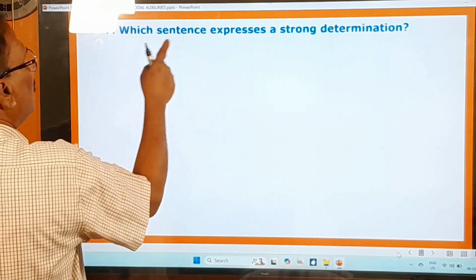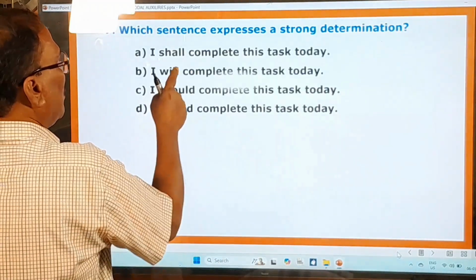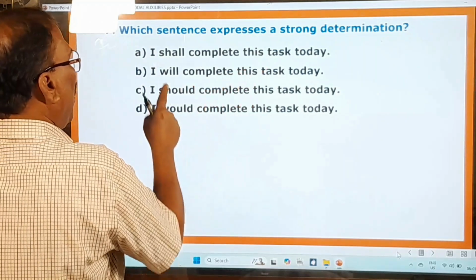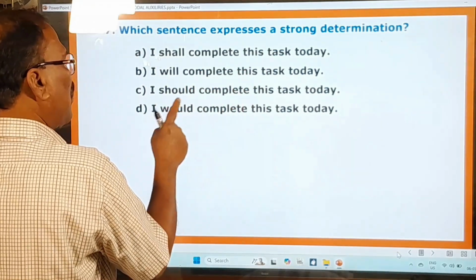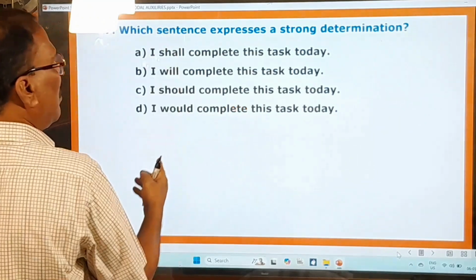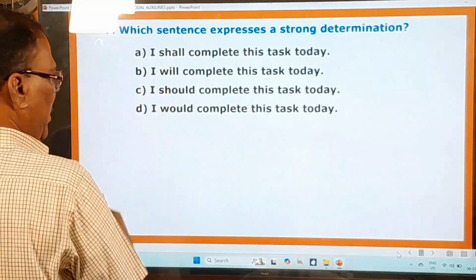Seventh question, which sentence expresses a strong determination? I shall complete this task today. I will complete this task today. I should complete this task today. I would complete this task today. Which one expresses a strong determination? You know that very well. You can tick it. Right.